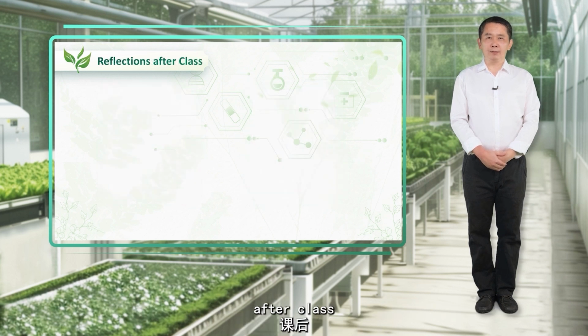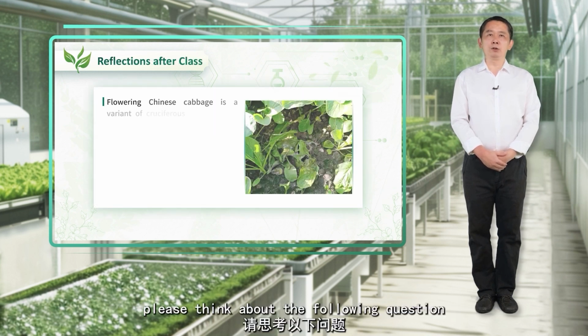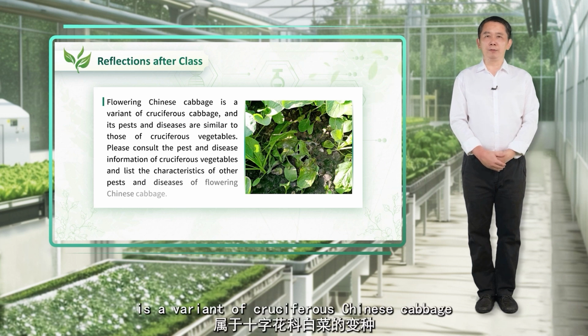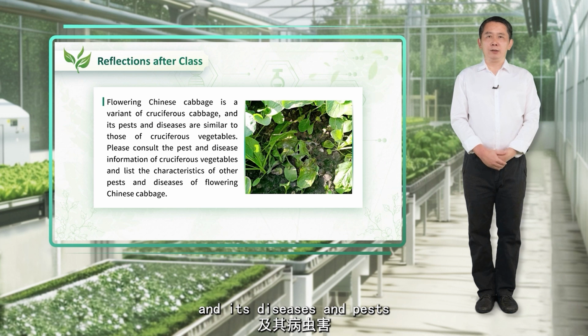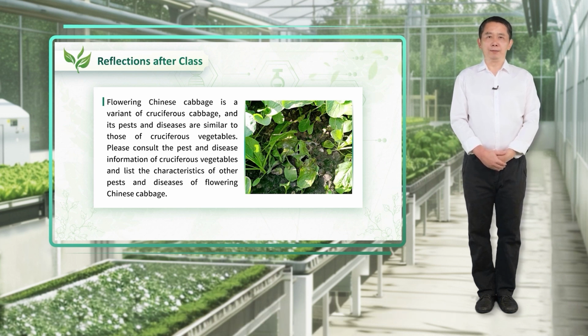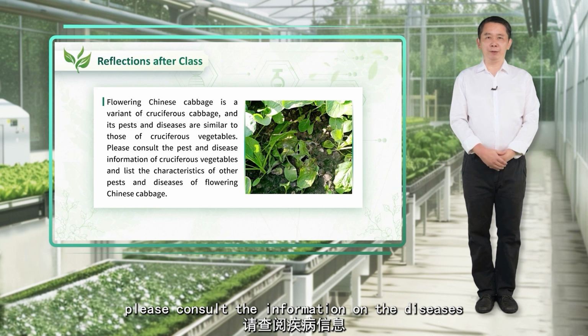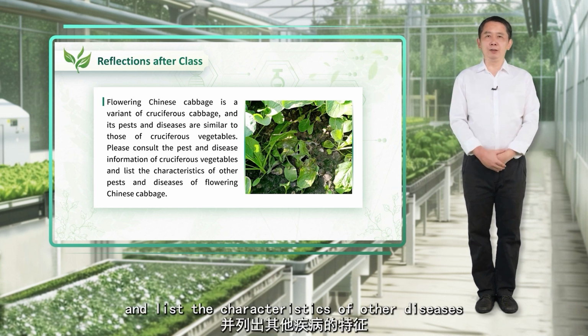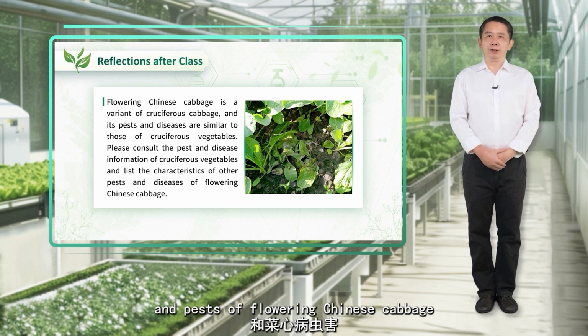After class, please think about the following question. 1. Flowering Chinese cabbage is a variant of cruciferous Chinese cabbage, and its diseases and pests are similar to those of cruciferous vegetables. Please consult the information on the diseases and pests of cruciferous vegetables and list the characteristics of other diseases and pests of flowering Chinese cabbage.